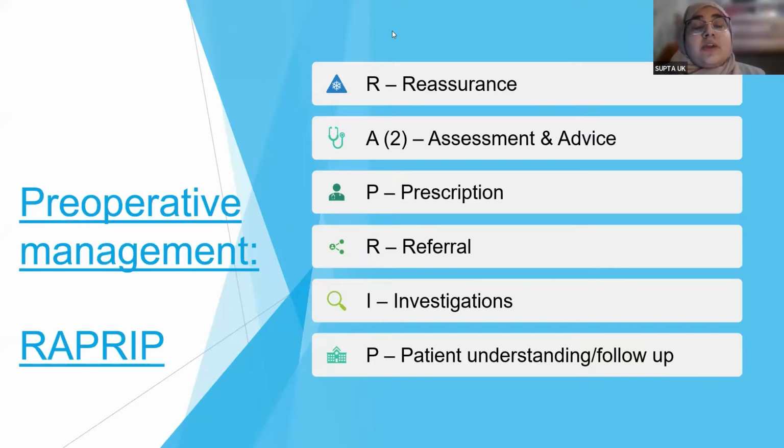So for some people, acronyms can be really useful, and so RAPRIP is one that we came up with. The R standing for reassurance, A, which is two A's for assessment and advice, P for prescriptions, R is for referral, I is for the investigations that are required, and then P is for patient understanding and follow-up. It's not necessarily important the order in which these things happen, but it's important that these are all covered prior to surgery.